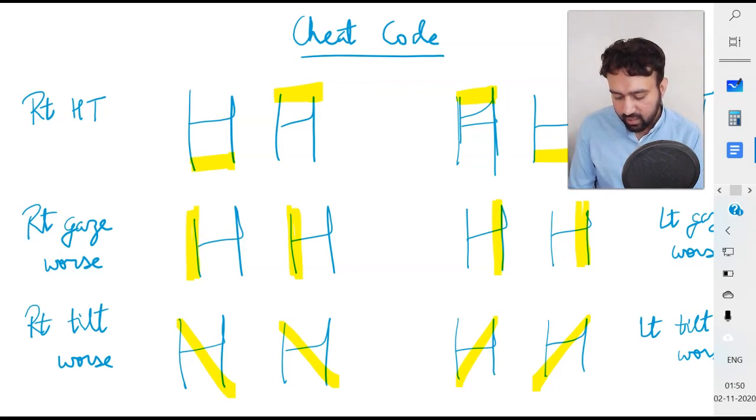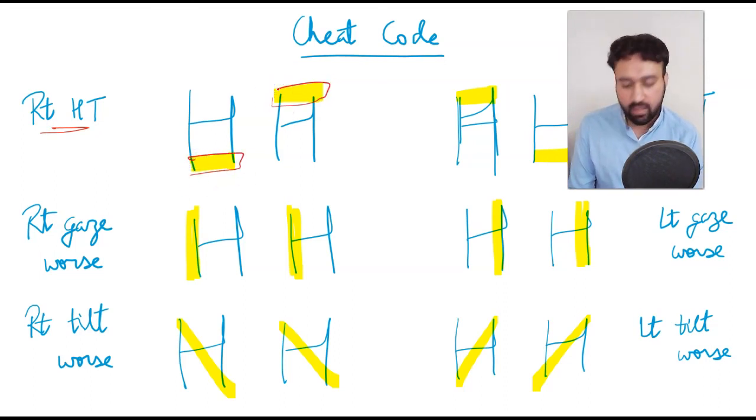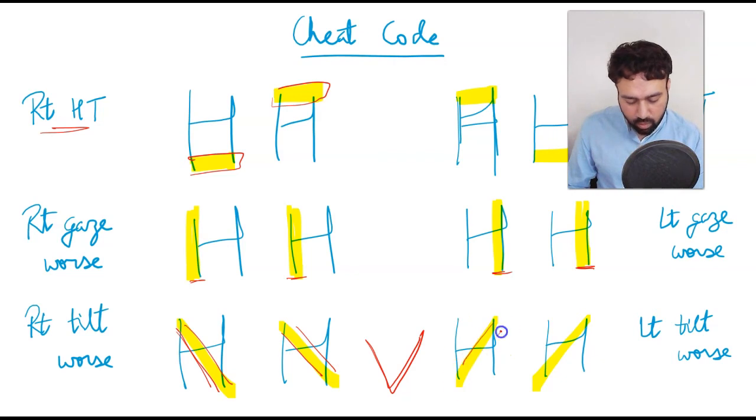So basically, if there is a right hypertropia, you will be highlighting these two pairs. If there is a right gaze, you'll be highlighting the muscles on the right side, and if there's a left gaze, you'll be highlighting the muscles on the left side, right? If there is a right tilt, it basically looks like a V, right? So these two pairs of muscles in a right tilt and these two pairs of muscles in the left tilt. Again, this is not very conceptual, but this is just a visual representation of what your edge diagram would look like.